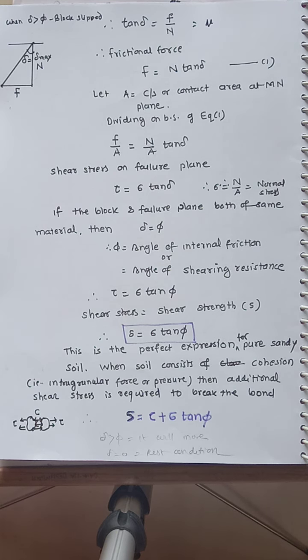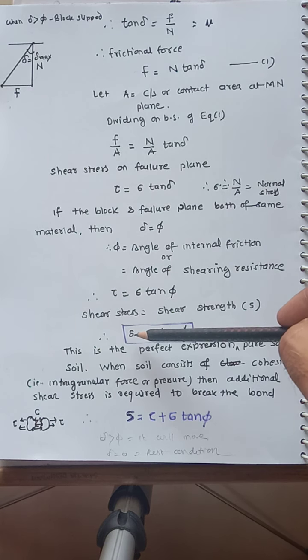The applied force P divided by area gives the shear stress, and from F we get the maximum resistance, that is the strength. So the limiting condition is that the shear stress tau and the shear strength are both equal. That is the limiting condition. So we can also write tau as S.